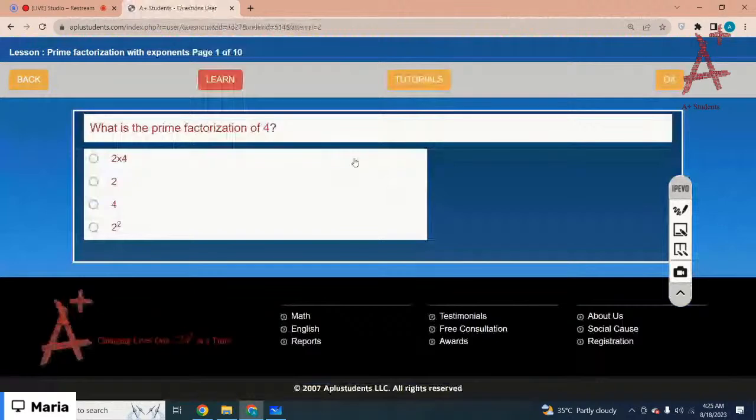Prime factors of 4 is 2 times 2, right? And you can write them as 2 squared. Option number 4 is the correct option. The last one is the correct option.